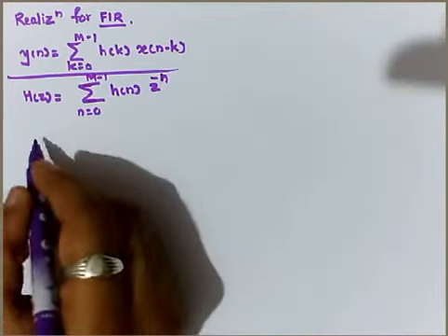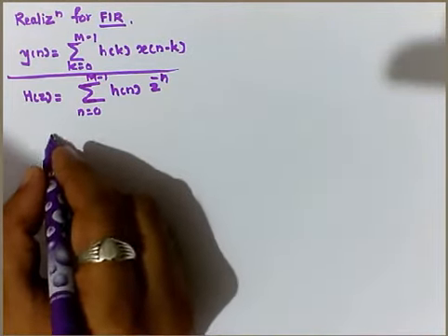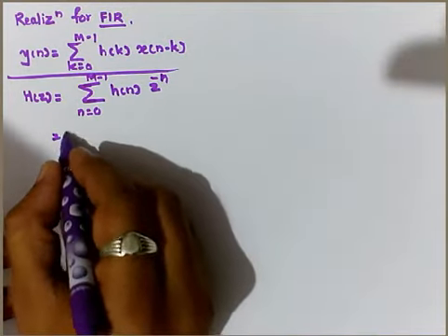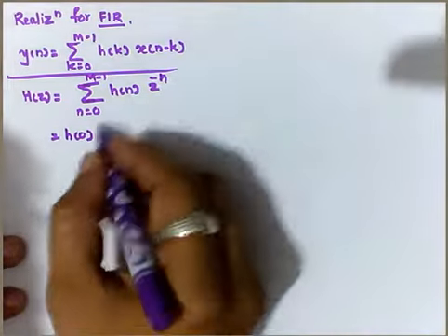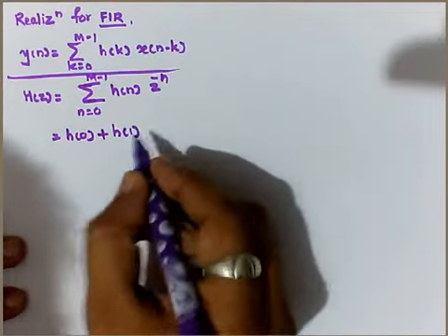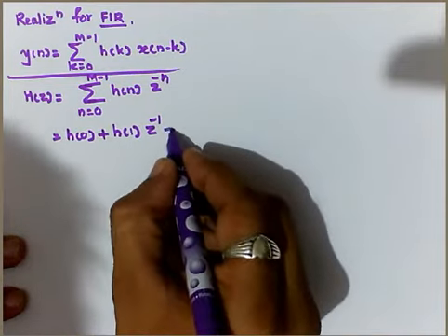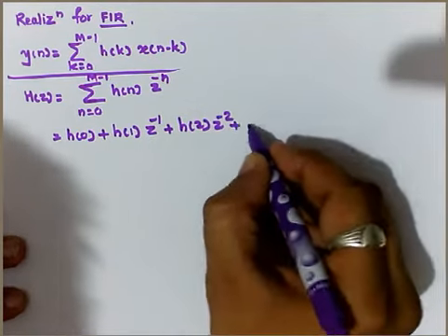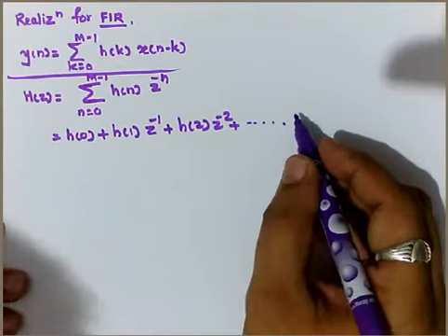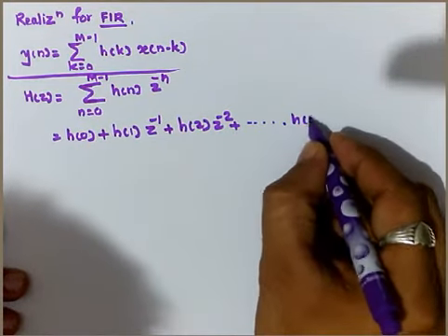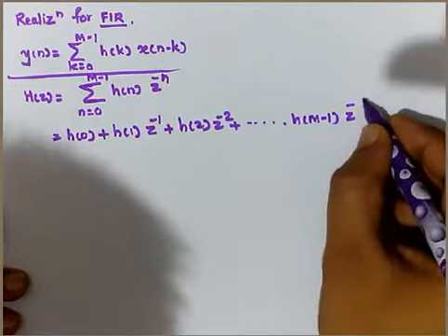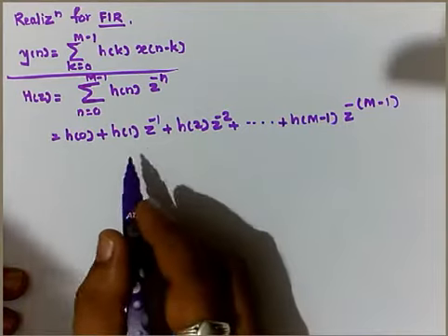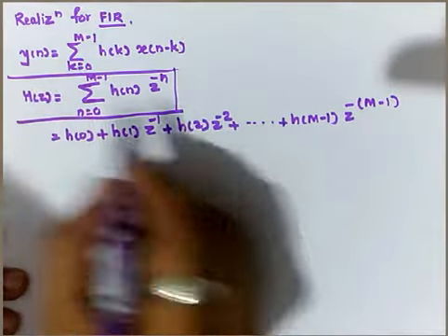Now let's split this equation by putting the value of n equal to 0 to m minus 1. H of z will look like h of 0 into z raised to 0, that is 1, plus h of 1 into z raised to minus 1, plus h of 2 z raised to minus 2, and further it can be extended up to h of m minus 1 into z raised to minus of m minus 1. This is the ultimate splitting of the transfer function equation.